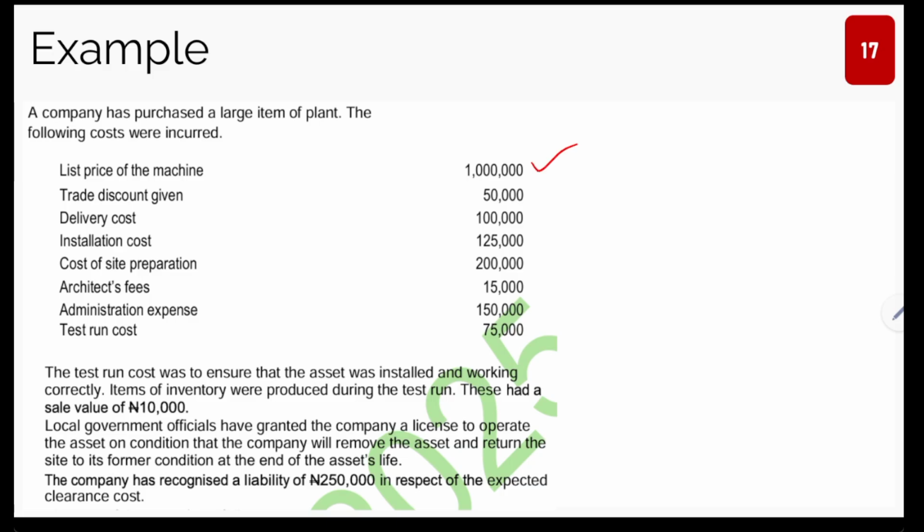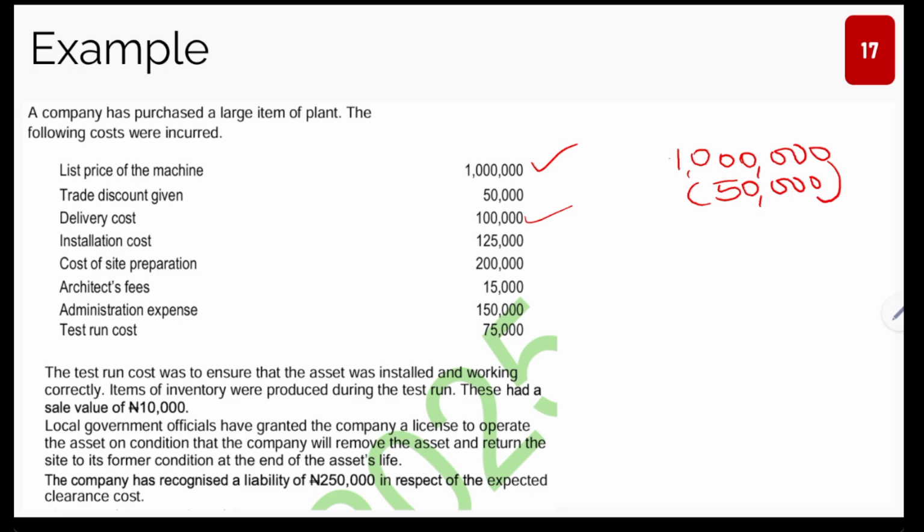The trade discount given. Okay, so that means there was a trade discount given of 50,000. So this should then be removed from the cost of the asset because we have less trade discount or rebate. Then we have delivery cost. Delivery cost, yes, because the cost of delivering the asset should be capitalized.